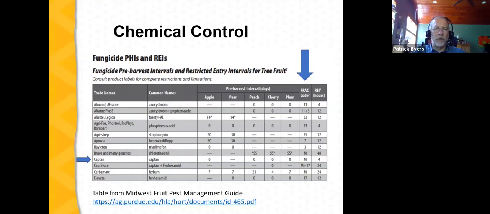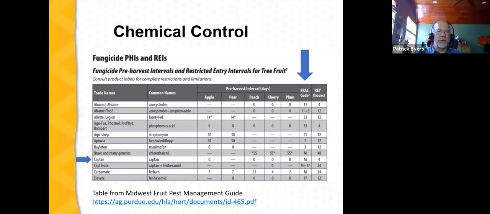For example, if we're looking at Cap10, Cap10 has a FRAC code of M. And let's say that our interest is in managing peach brown rot. Well, Cap10 is a pretty good fungicide from the standpoint of managing peach brown rot. But if we use Cap10 time after time, it's likely that we may see the development of resistance to Cap10.